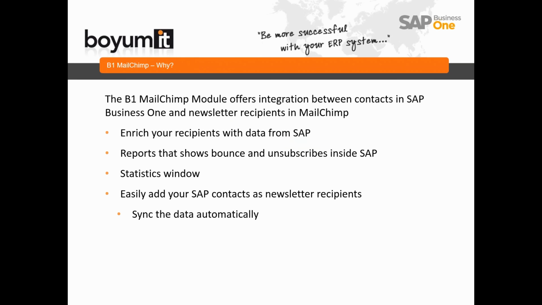The reason that you should get our B1 MailChimp module is that it allows you to easily add contact persons from SAP into lists in MailChimp. It also allows you to add additional data from the SAP database and add it to the subscribers in your MailChimp account. And we have some reports and statistics that allow you to see some of the data associated with the business partners directly from within SAP.